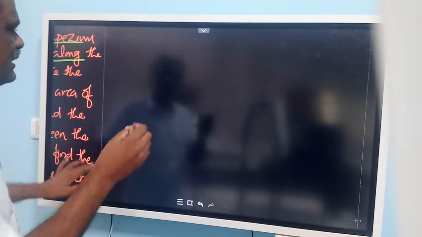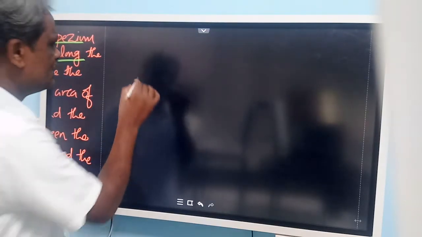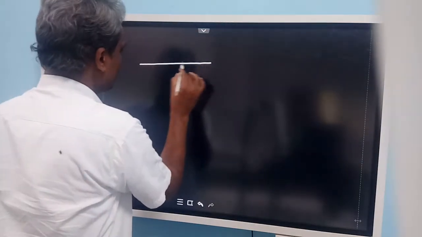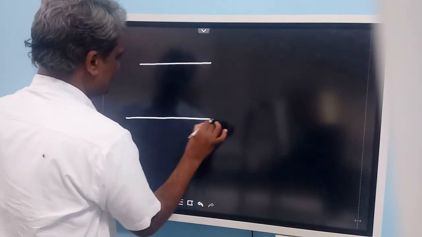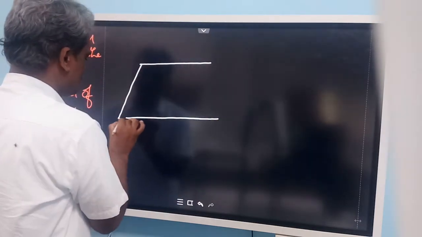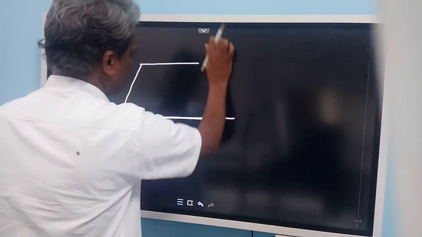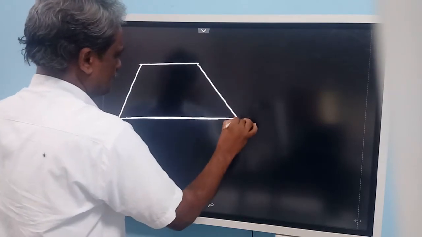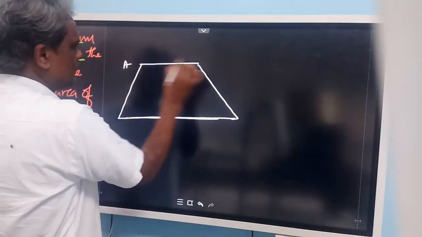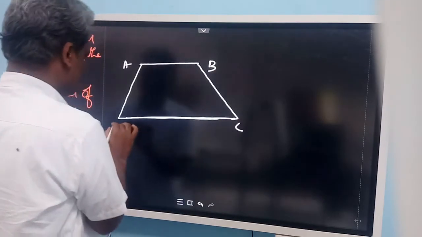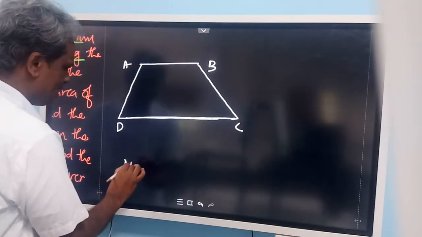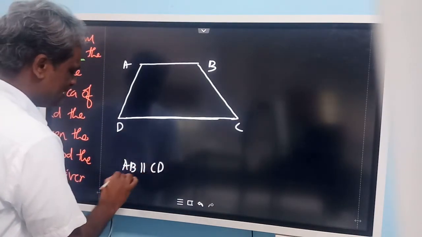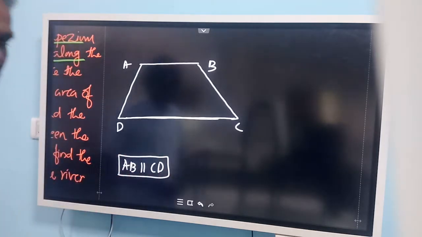Okay. So let us take a trapezium in this way. We draw a diagram like this trapezium. This is a trapezium. So you can call this as ABCD is a trapezium. So in which let us write AB is parallel to CD. This is the property here. Trapezium shaped field now.